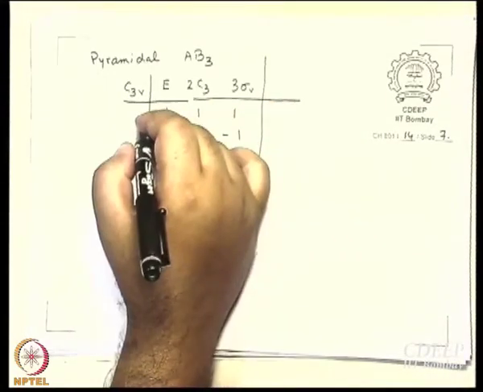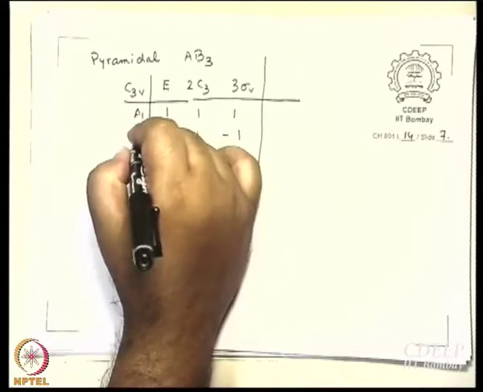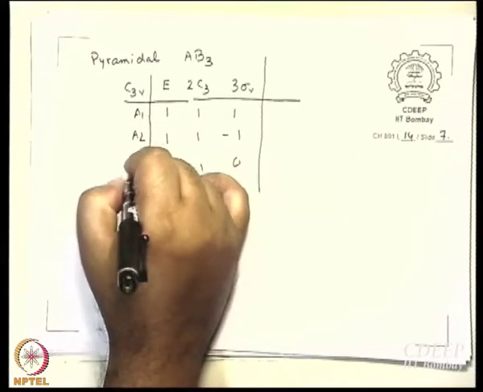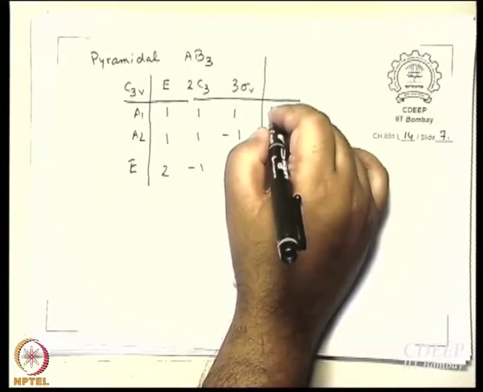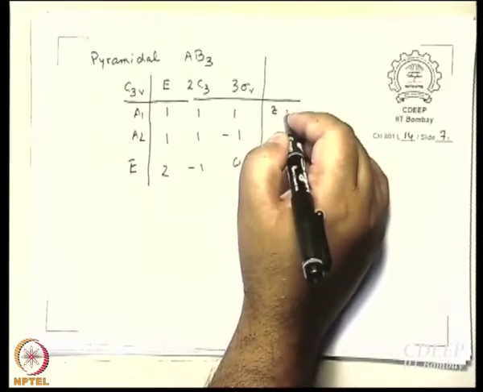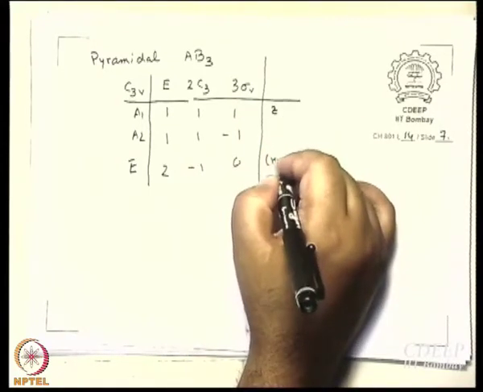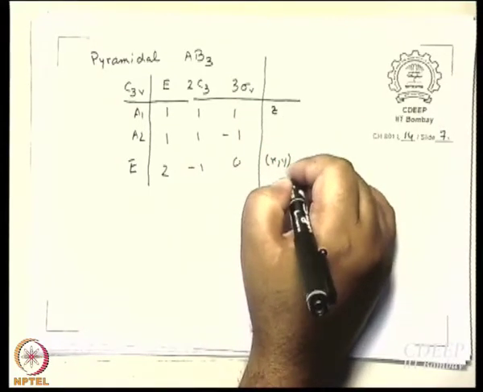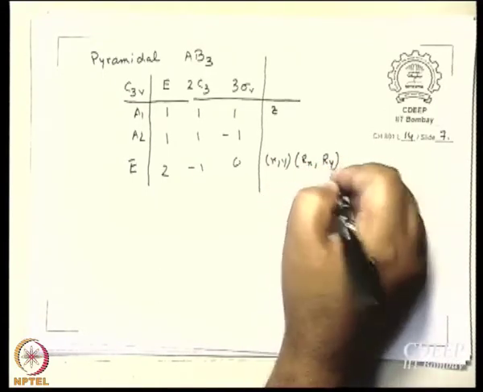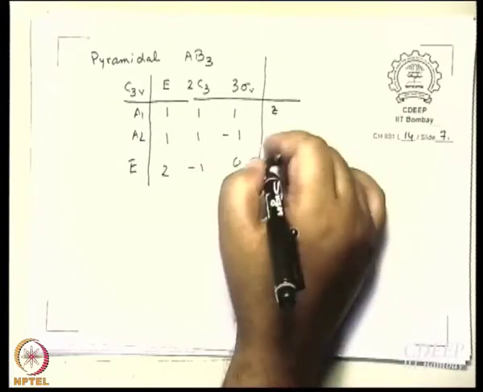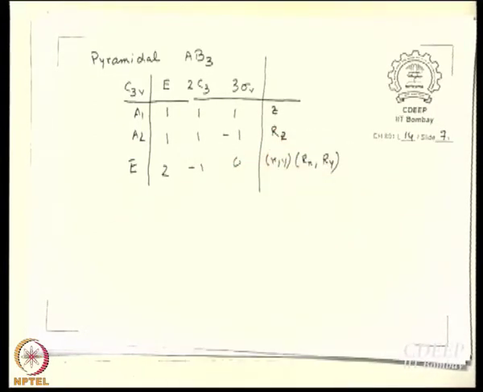Okay, first name them. A1, A2, E. Then where z is here. What about x and y? X and y jointly form a basis for E. And I will also tell you that Rx and Ry also jointly form a basis for E, and Rz actually forms a basis for A2.